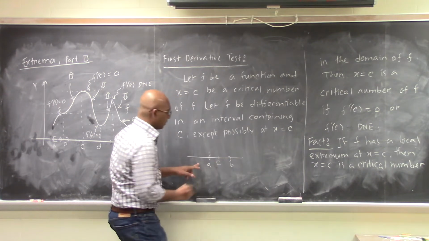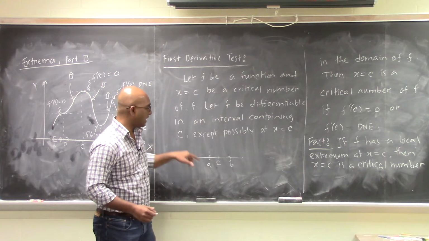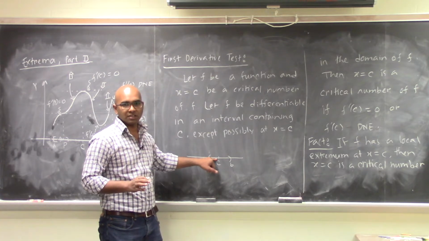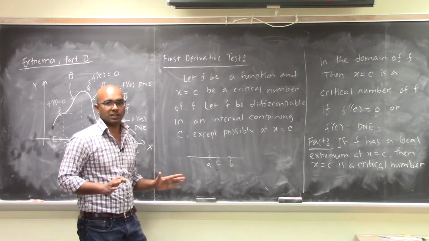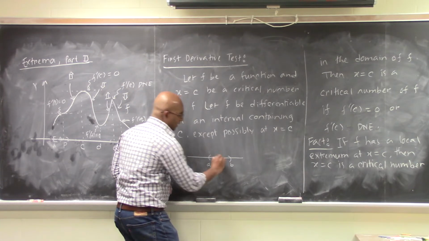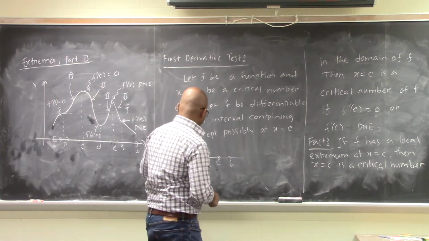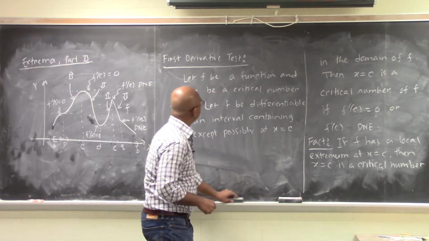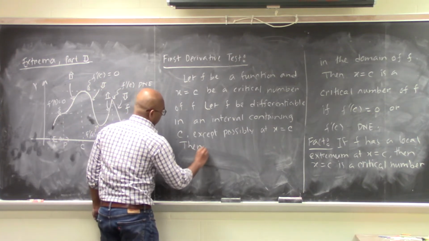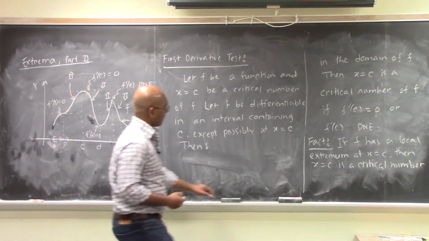f is differentiable on this interval a to b. Let f be differentiable in an interval containing c, except possibly at c. If it's not differentiable at c, that's not a problem. Actually, we just need this interval and that interval. That's the content. All right. So I'm going to erase this from this test. Then we have the following criteria for local maximum and local minimum.